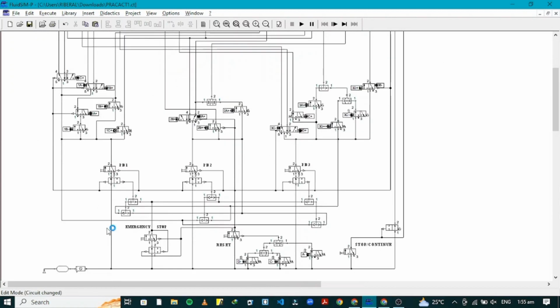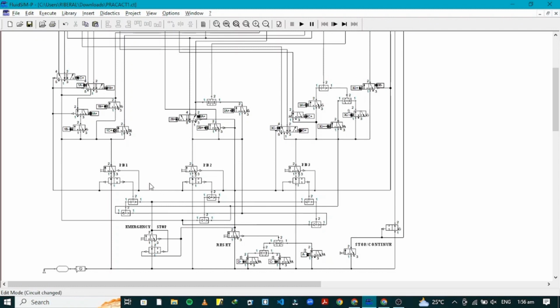Now, let's start with the first push button, PB1. The push button that we use is a 3-way valve that is initially open and has a momentary push button on the left and a pneumatic connection on the right. This pneumatic connection is included because it enables a reset function which will be discussed later on.